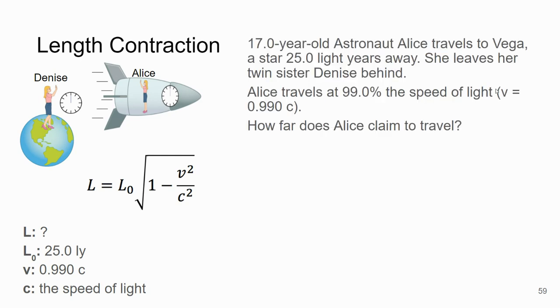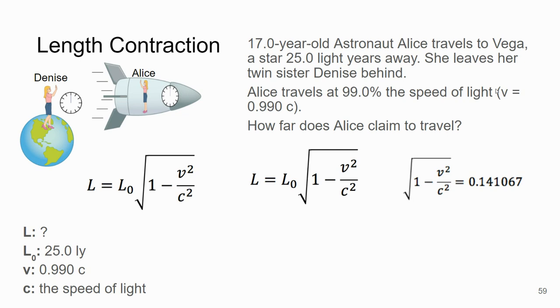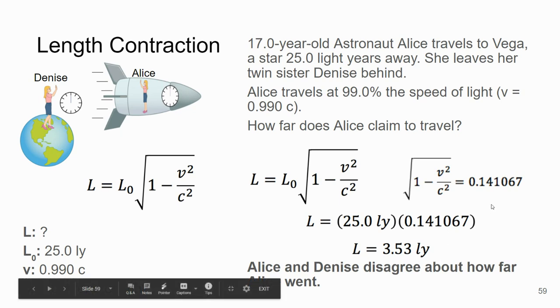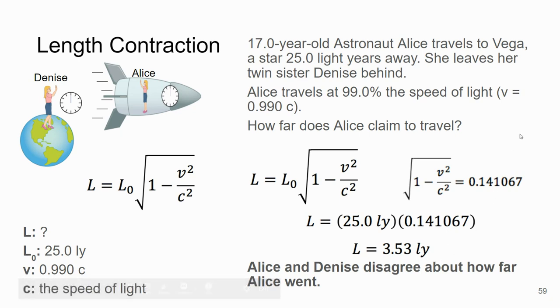Back to this: how far does Alice claim to travel? Well, let's start with our length contraction formula. We just figured out the ugliness term, so we're going to plug it in. We know L naught, the proper length, is 25.0 light years, a unit of distance. We multiply that by the ugliness term, and we get this. So the observed length, the length that Alice observes, is 3.53 light years.